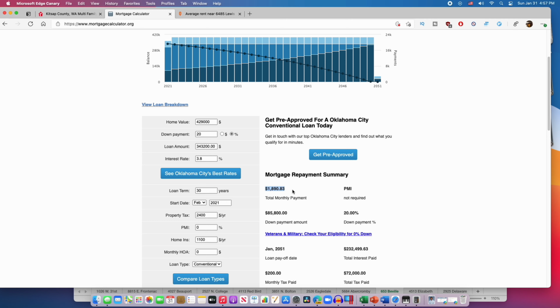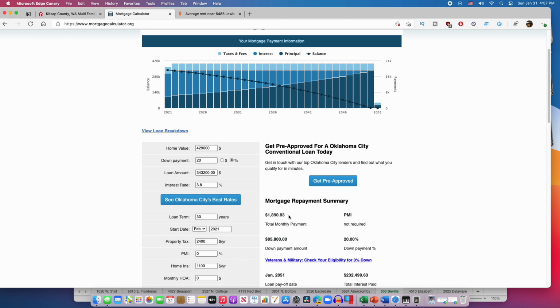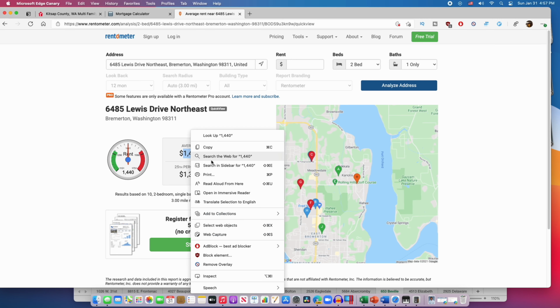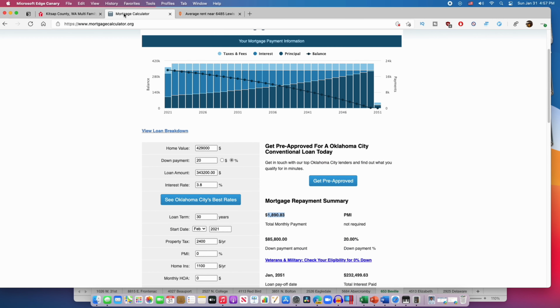So now if we had $85,000 and we decided to put it into this property, our total monthly payment would be $1,890, right? So on paper, it doesn't look like that would work out because our average rental is $1,440, but remember this is a 2-unit. So we can multiply this by 2, and that would be more than our mortgage payment, which means it's a good deal. It'll work. And that's how you run numbers.